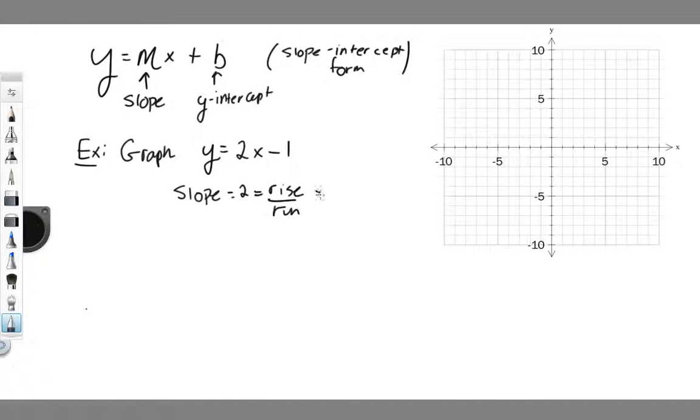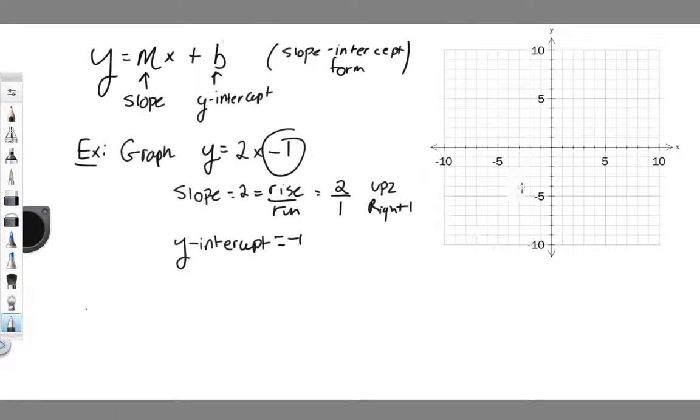So really, with a slope of 2, what that actually means is that my rise is 2, and since there's no number dividing it, we can put 1 there. So I have a rise of 2. That means we go up 2 and right 1. So from the point that we choose, which is going to be our y-intercept, we're going to go up 2 and right 1. So my y-intercept is this right here: -1. So it's important to make sure that if it's subtract 1, that means it's -1.